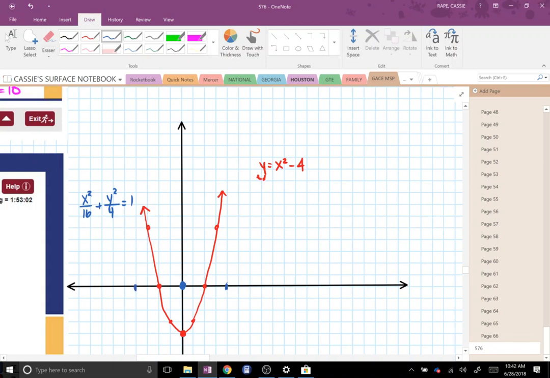Do the same thing with the y squared. Underneath the y squared is a 4. Square root that, that's 2. You're going to go up 2 and down 2. So this ellipse looks like this. And if you look at the intersections, that's 1, 2, 3, 4 different intersections.